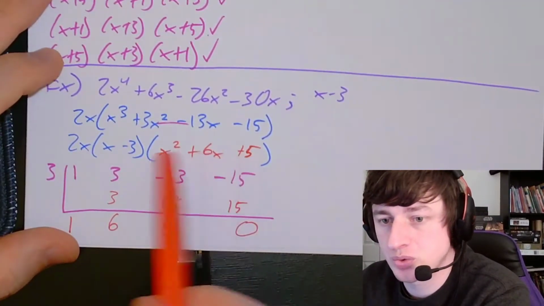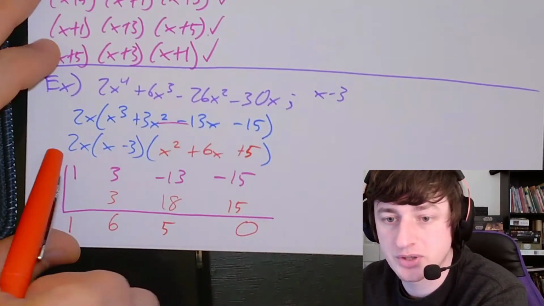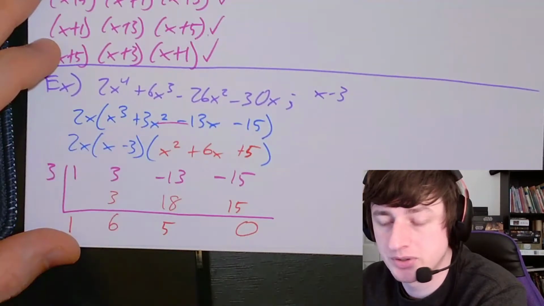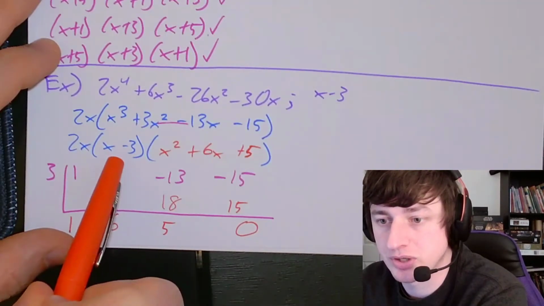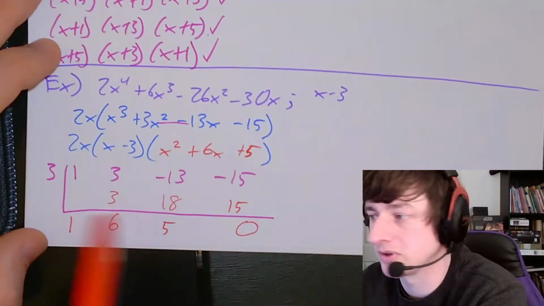So we need to factor this quadratic further to fully factor the whole polynomial. But we took out the greatest common factor first because it made our numbers smaller, and then we factored out the x minus the 3. And we're left with this from the synthetic division.